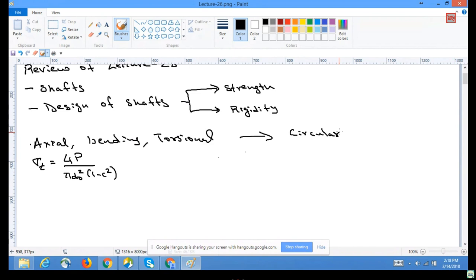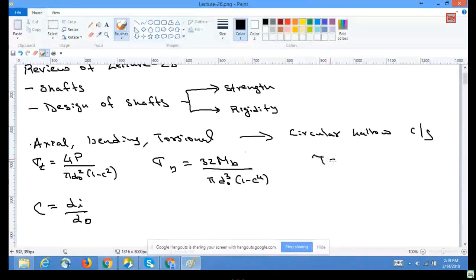hollow cross section. So where C is a ratio between internal dia divided by the external dia, and for the loading for the bending to MB by 1 minus C. For we have given 16 divided by pi d cube 1 minus C4 is the kind of things.